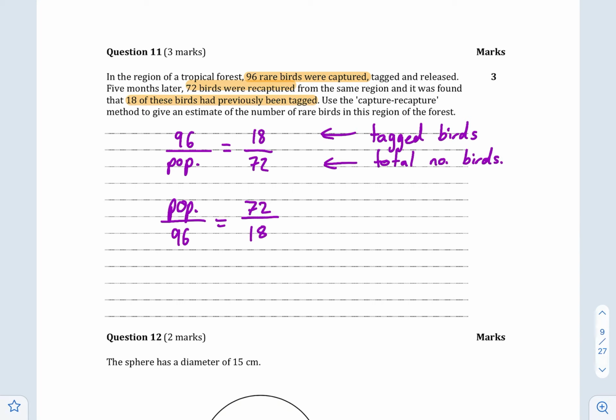And that's still true. Then I'm going to times both sides by 96. So the population is going to be equal to, and I'm going to type in my calculator, 72 over 18 multiplied by 96, which is equal to 384. And that gives me the answer.